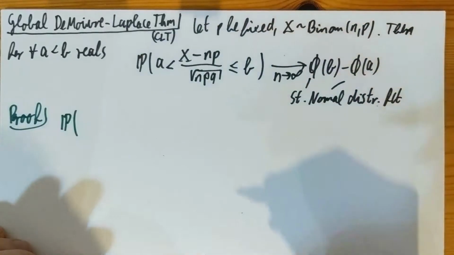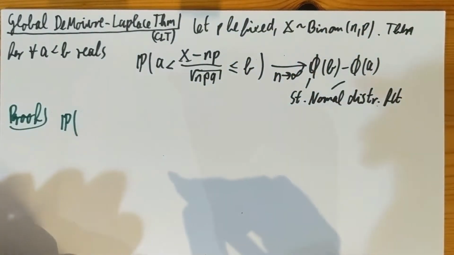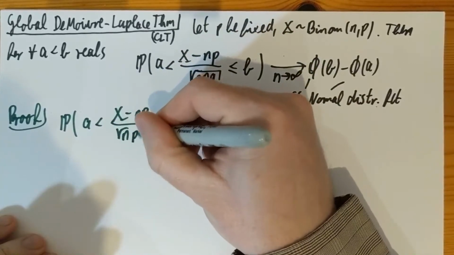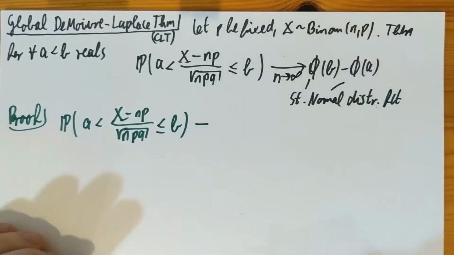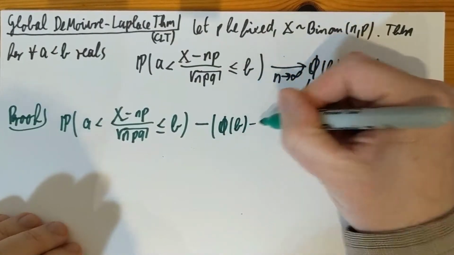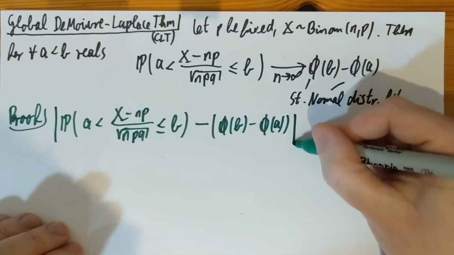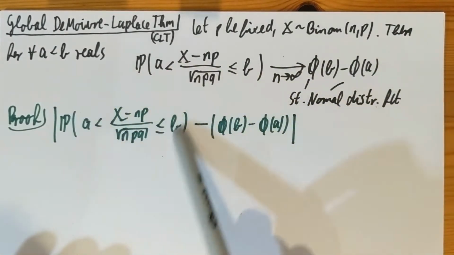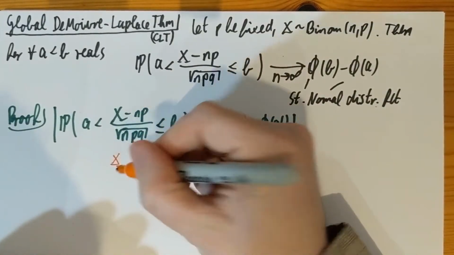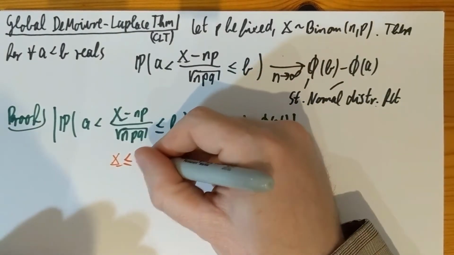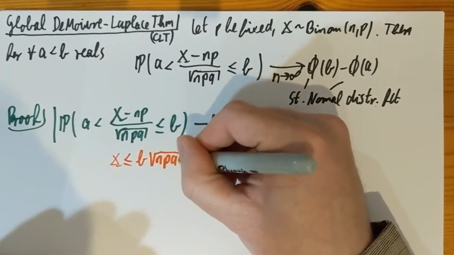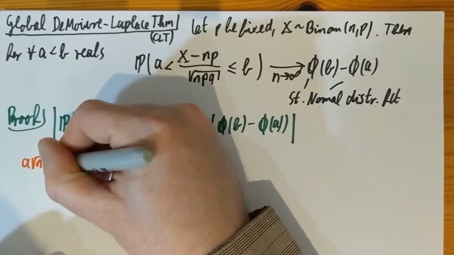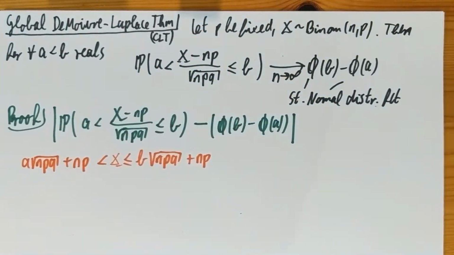So what do we want to do? We want to look at this probability and this difference of Phi's and show that they are close. So we're going to look at the probability that (X minus np) over root npq is between a and b. We look at this probability and we compare it with Phi of b minus Phi of a, and we want to show that the difference is small. So what is this difference? First of all, if I want to solve this inequality for X, then I find that X is bounded from above by, let's solve it quickly, b square root of npq plus np, and from below by a square root of npq plus np. That's where the range of X is according to this event.